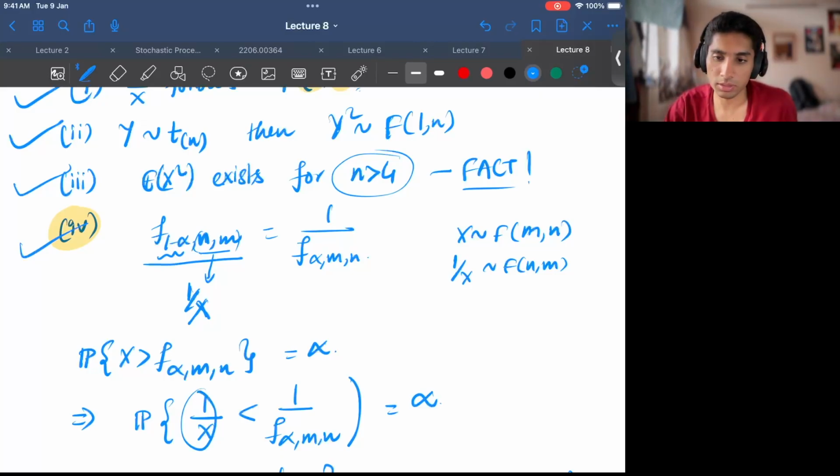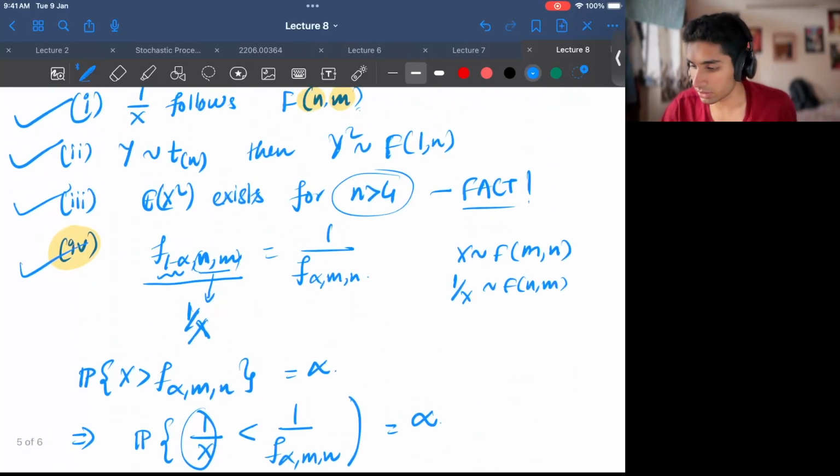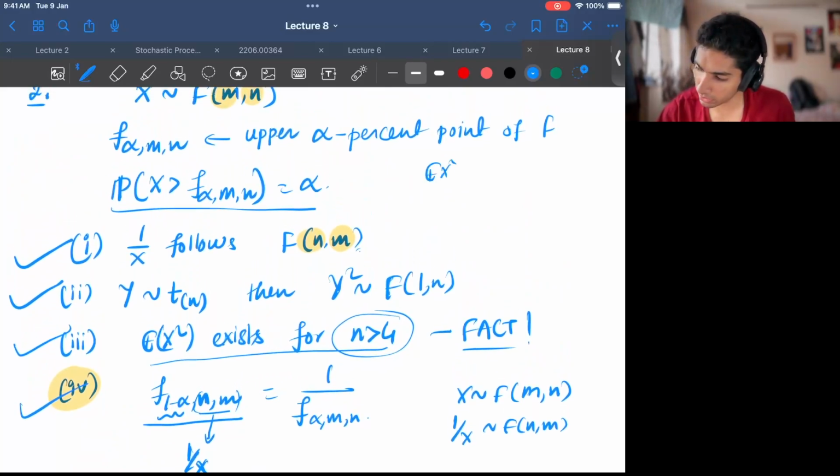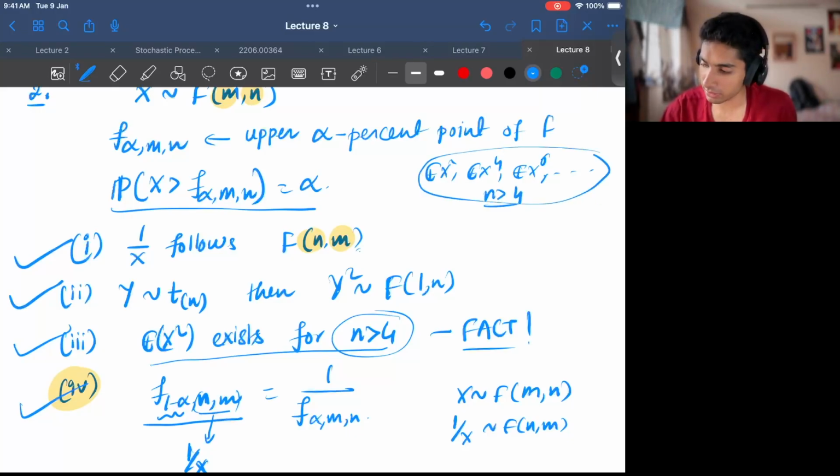Okay, so what else? Which one? It exists only for n greater than 4. This is a fact for the F distribution, right? So the even moments. What do I mean by even moments? The expected value of x squared, expected value of x raised to 4, expected value of x raised to 6, and so on. These will exist only if n is greater than 4. This is a fact, so you need to remember this property about the F distribution.